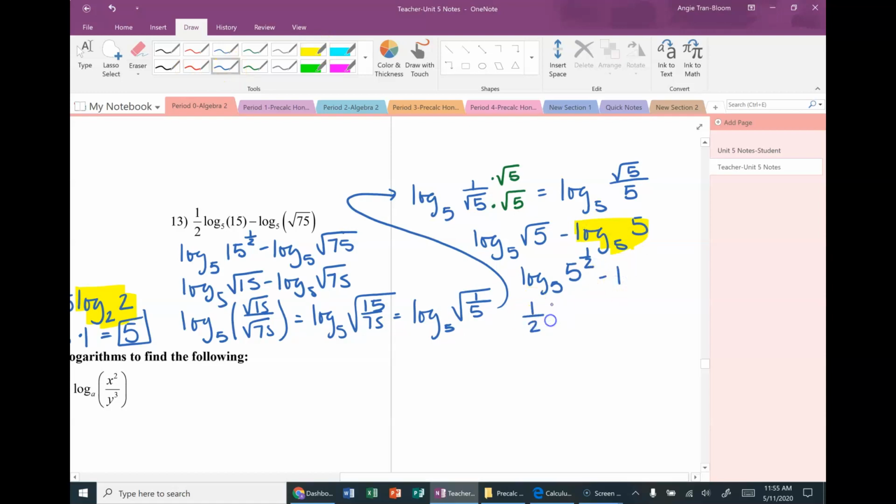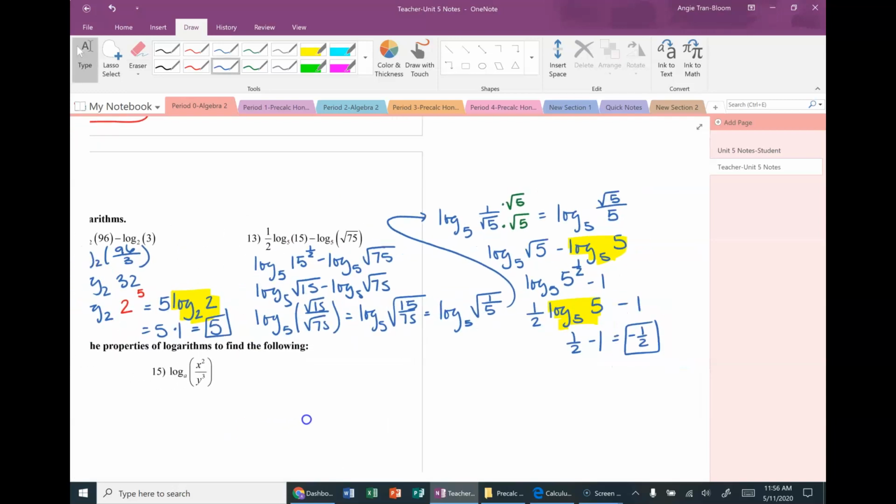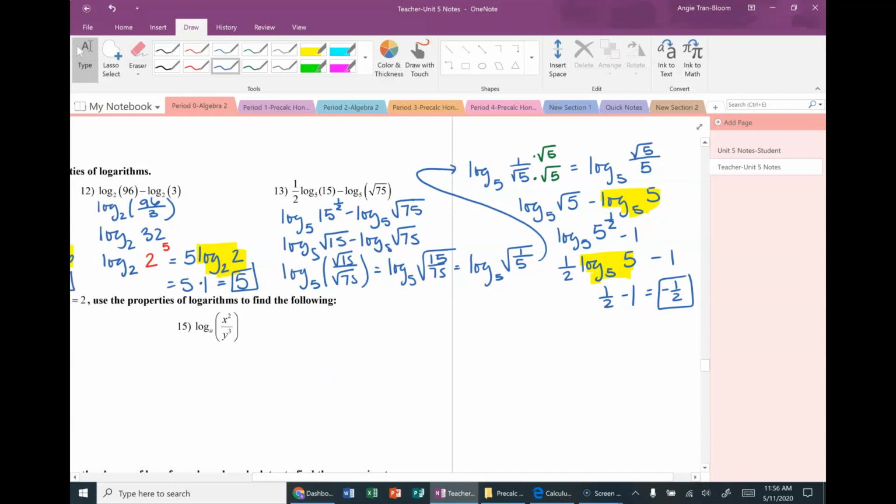Move the 1/2 in the front. So log base 5 of 5 minus 1. Whoa, what? This is also 1. Yep, it is. 1/2 times 1 is 1/2. Take away 1. Your final answer is negative 1/2. Bam! All of that work to come out to negative 1/2. No, this is not the only way that you can do this. There are multiple ways that you can do a math problem. And the good thing is, in math, you will always come up with the same answer.